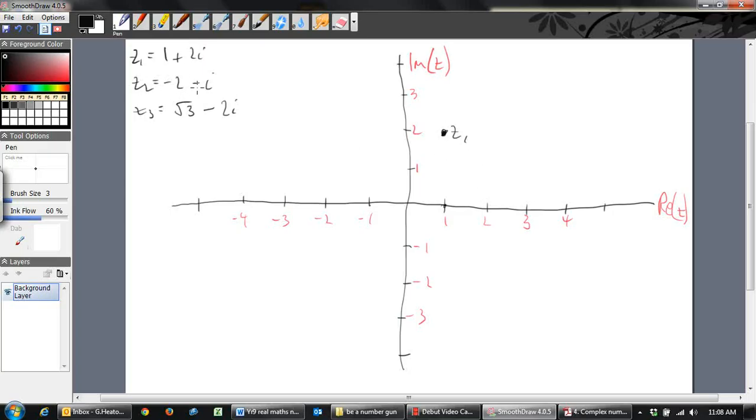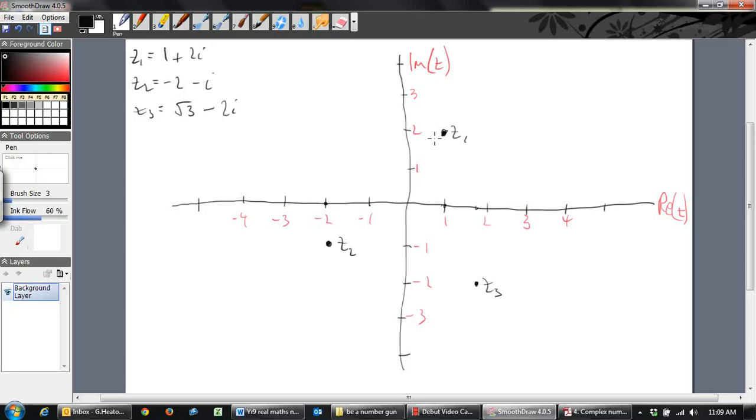Z2, what's the real part of Z2? It's -2, so it'll be on here. What's its imaginary part? Its imaginary part is -1. So we come down here, and that is our Z2. Z3, let's have a look at Z3. Well, its real part is root 3, which is approximately 1.8, so it's around there. And its imaginary part is -2, so this number will approximately be down here, so Z3 down there. Okay, so there's our 3 numbers there.